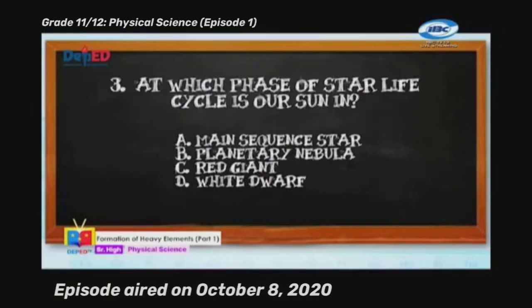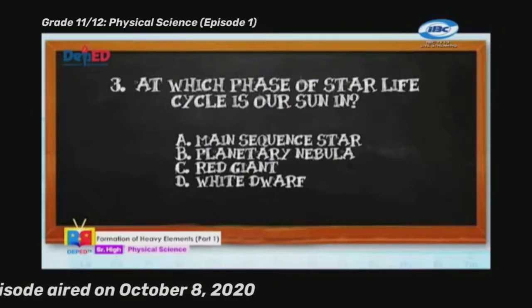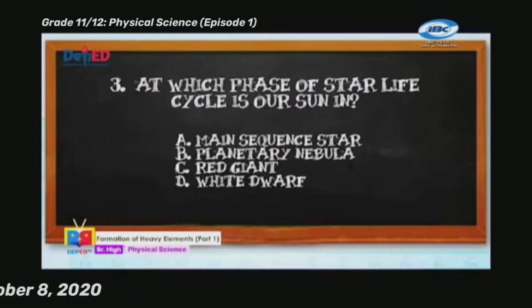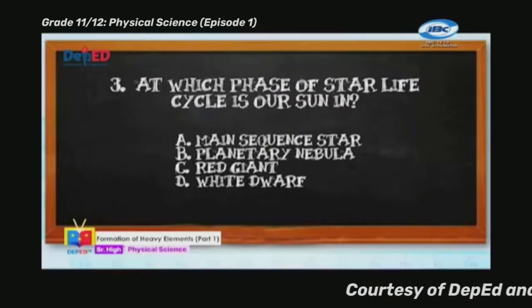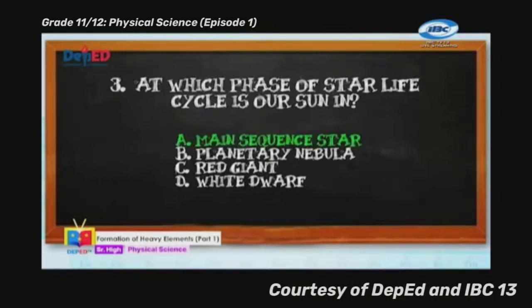Question number 3. At which phase of star life cycle is our sun in? A. Main sequence star, B. Planetary nebula, C. Red giant, or D. White dwarf? The answer is A. Main sequence star.